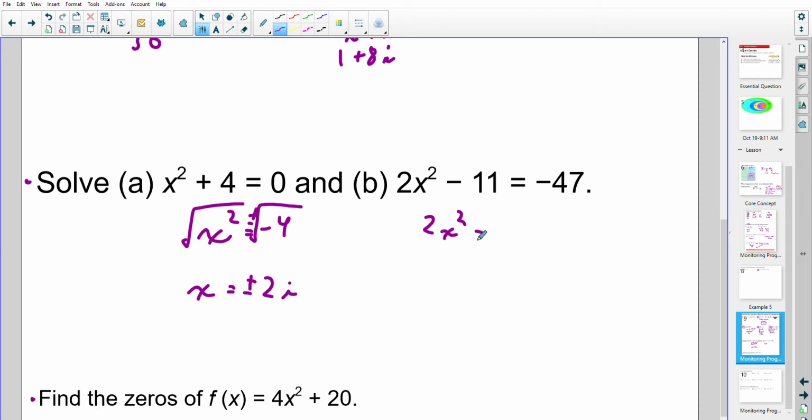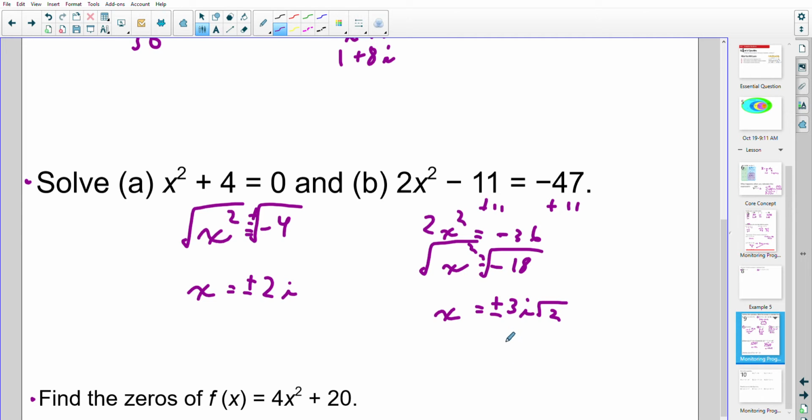Similarly, let's see, adding 11 to both sides gives you a negative 36. x squared equals negative 18 divided by 2. Again, taking the square root of both sides. x equals plus or minus, and this ends up to be, let's see, this is 9 times 2 and a negative 1 in there, so 9 comes out as a 3, negative 1 comes out as an i, and you're left with 2 on the inside.